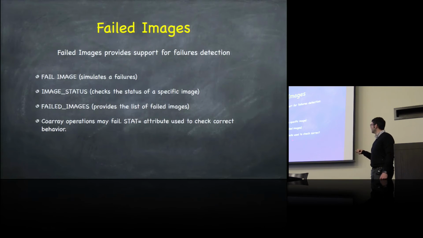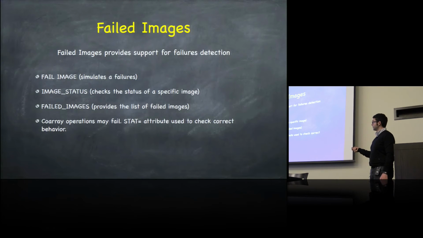So failed images is the feature introduced by Fortran 2015 that allows you to detect failures, but doesn't provide any support for the recovery strategy. Basically, Fortran gives you 3 features, actually 1 statement, 2 functions, and a constraint, that will allow you to detect failures. Then how you recover is up to you.